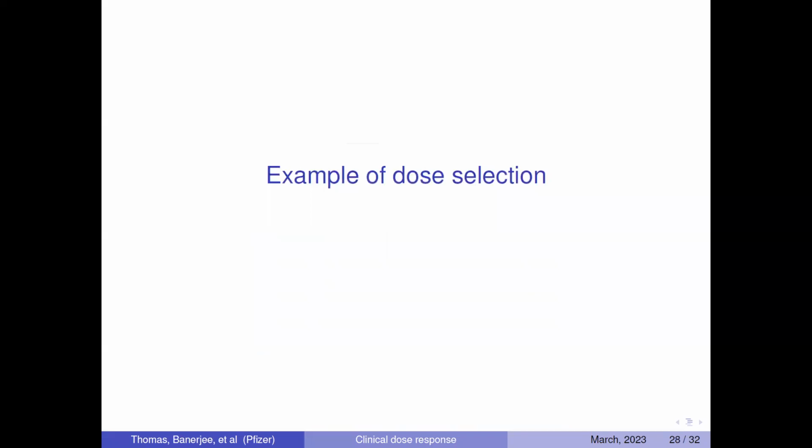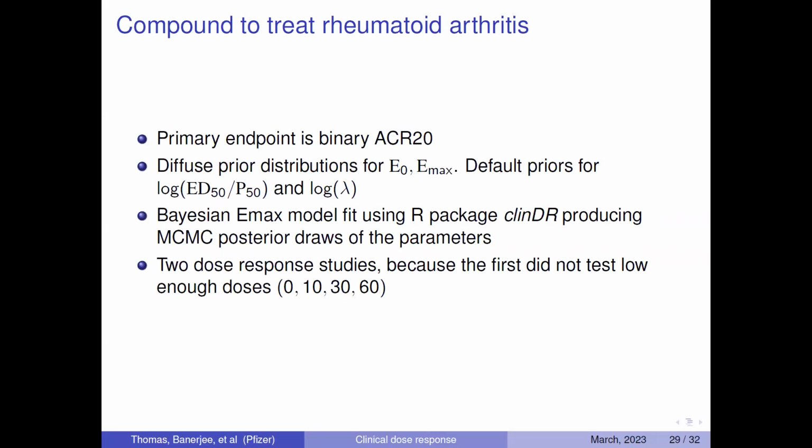Okay, so now I've shown you 2 examples where the model didn't fit well. I want to end with an example where it does fit very well, and then talk about how we use the model to actually guide dose selection. So this is a compound to treat rheumatoid arthritis. The primary endpoint, this may not be true anymore, but at the time, was a binary endpoint. It's the ACR20. Very briefly, we used diffuse prior distributions for placebo response and Emax here. We also used the default priors from the meta-data for the ED50 and the log of lambda. I'll mention the P50 in a moment, where that came from.